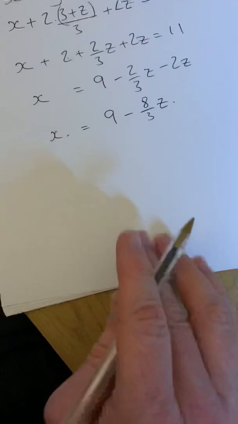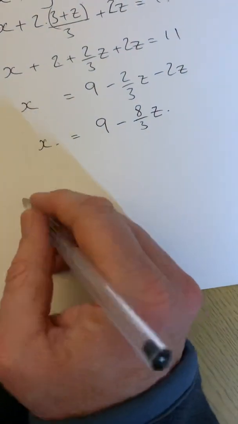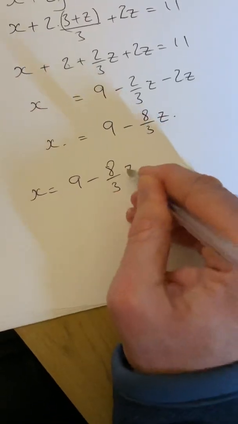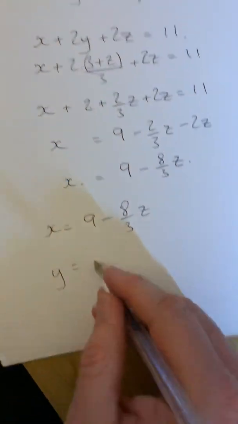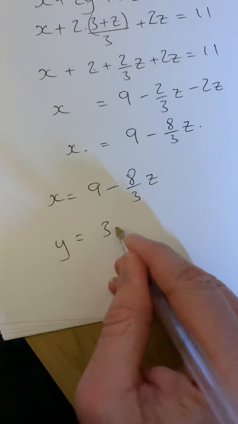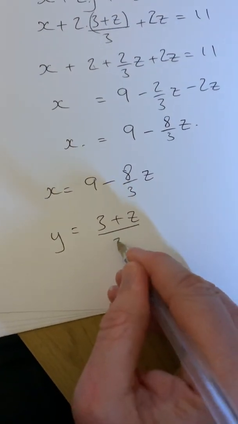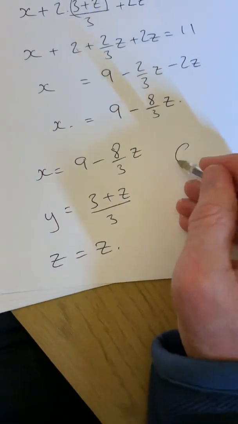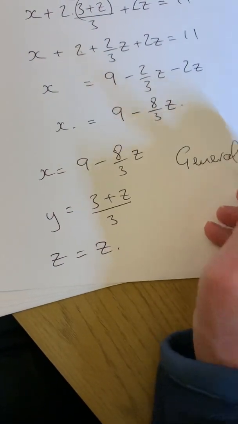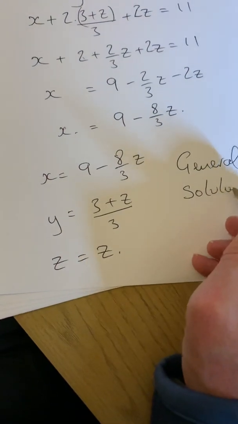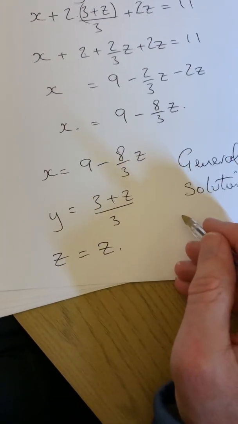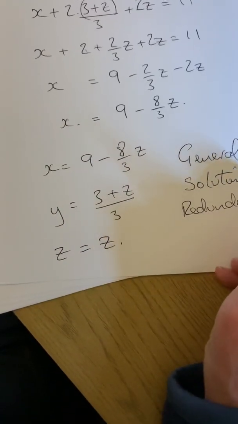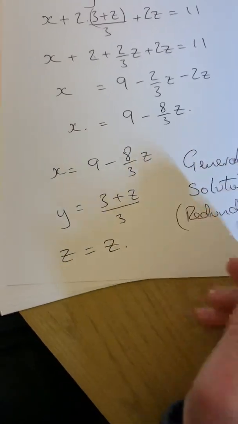So our solution is x equal to 9 minus 8 over 3z, y equals, what was it? It was 3 plus z over 3, and z just equals z. So that's a general solution. So the system is redundant. Okay.